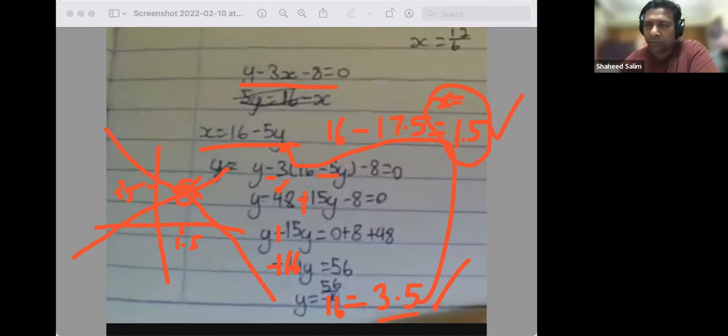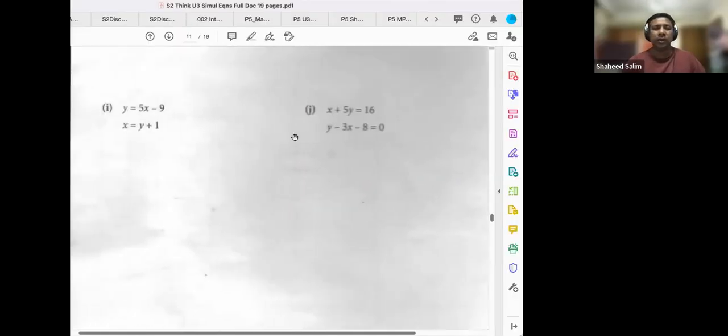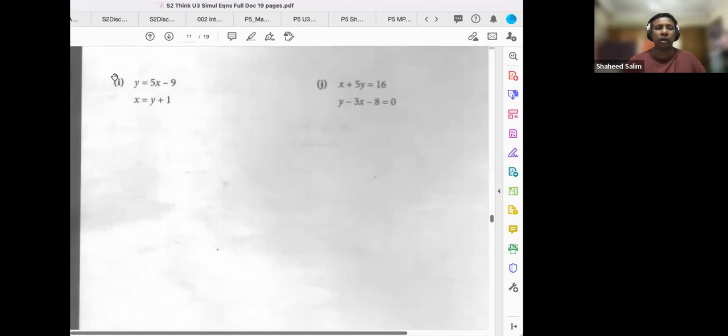You get it? Okay, because now you're doing graph, right? So this is now not one graph. This is two graphs. And the two graphs are cutting each other. And therefore, you're getting the coordinates. So we do a few more, then next week, we'll come. Okay, you try question I.